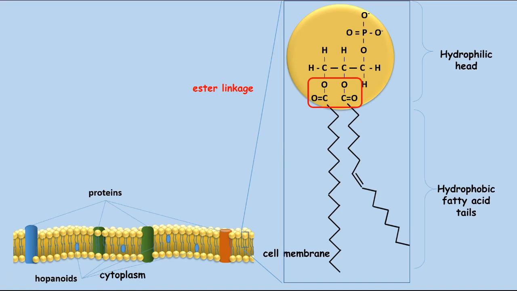The hopanoids act like the cholesterol that we have in our cells. They help maintain membrane fluidity and play a role in cell membrane permeability, especially under extreme conditions.